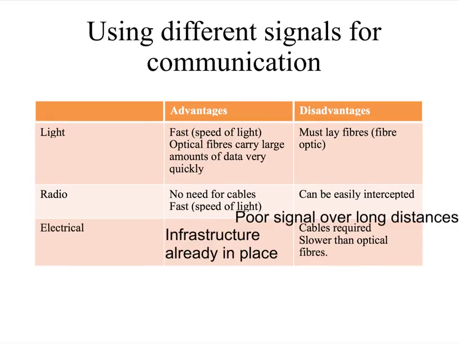The advantage of using electrical signal to send information is that the infrastructure is already in place. This is how information would be sent down a landline, so you'd make a phone call using a landline. Disadvantages is that the signal is sent more slowly than in fibre optics, and the signal quality can also be a bit poorer, and compared to radio communications it's not portable because you need cables.